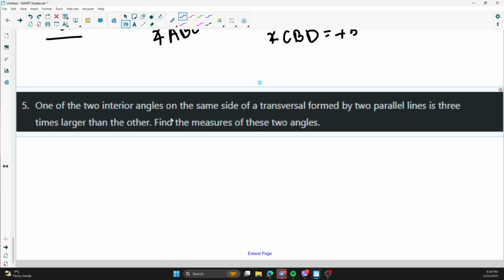One of a triangle of the same transversal formed is 3 times. Okay, let's try 5.